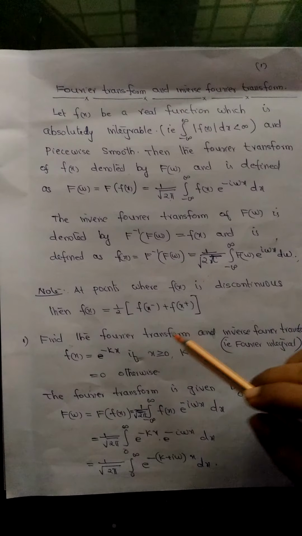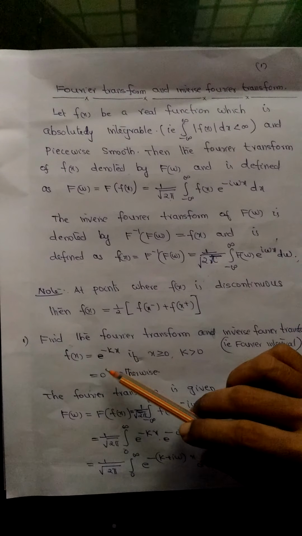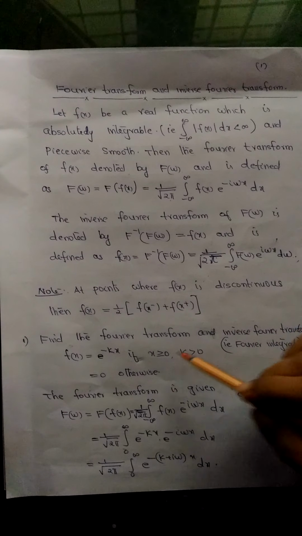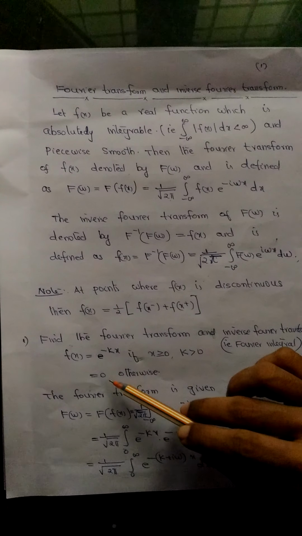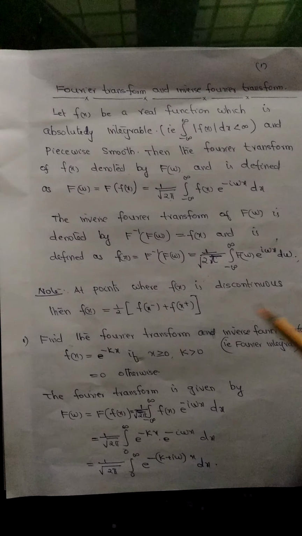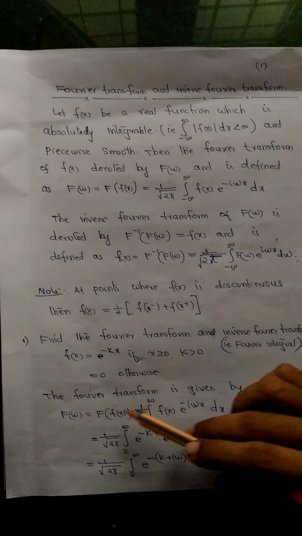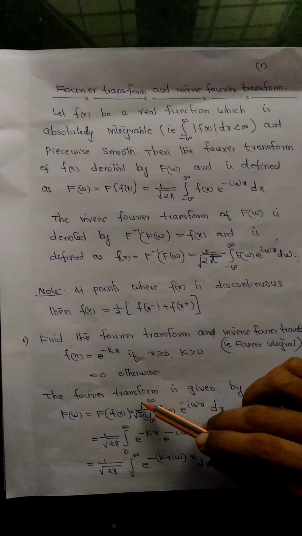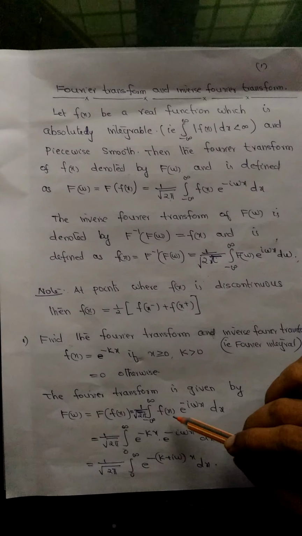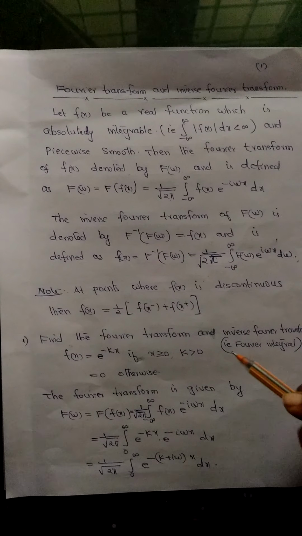So the first problem is to find the Fourier transform and inverse Fourier transform of f of x equal to e raised to minus kx if x is greater than or equal to 0 and k greater than 0, and equal to 0 otherwise. So first we have to find the Fourier transform, and by formula the Fourier transform is given by F of omega equal to 1 by root 2 pi integral from minus infinity to plus infinity f of x into e raised to minus i omega x dx.